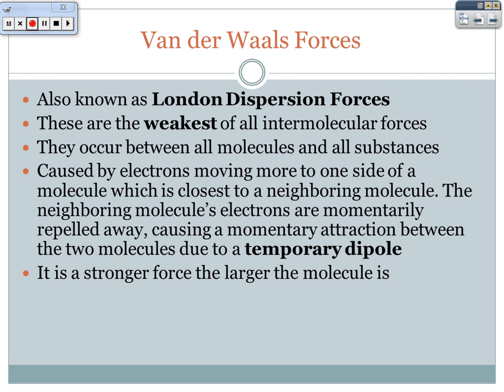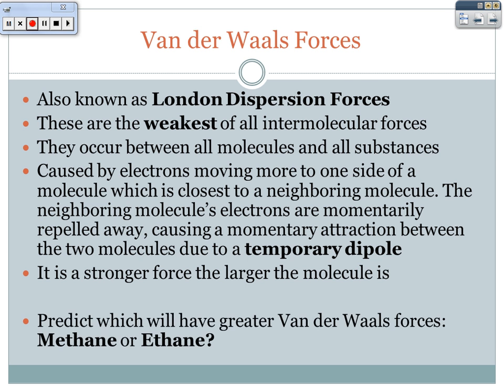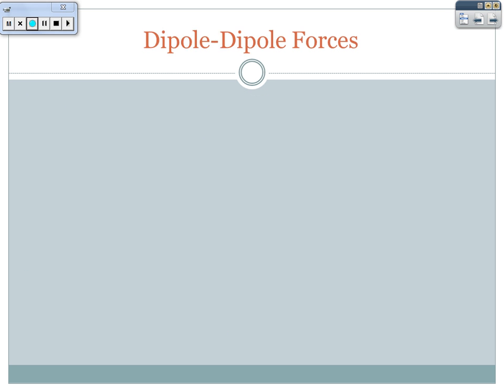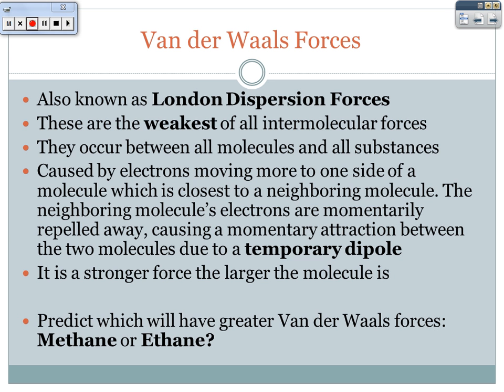And van der Waals forces increase the larger the molecule is. So here's my question to you. Which will have greater van der Waals forces, methane or ethane? Remembering that methane is CH4 and ethane is C2H6. Which one do you think it'll be? And my answer to you is it'll be ethane, because it has 2 carbons and 6 hydrogens, so it is a bigger molecule, therefore it will have larger van der Waals forces.